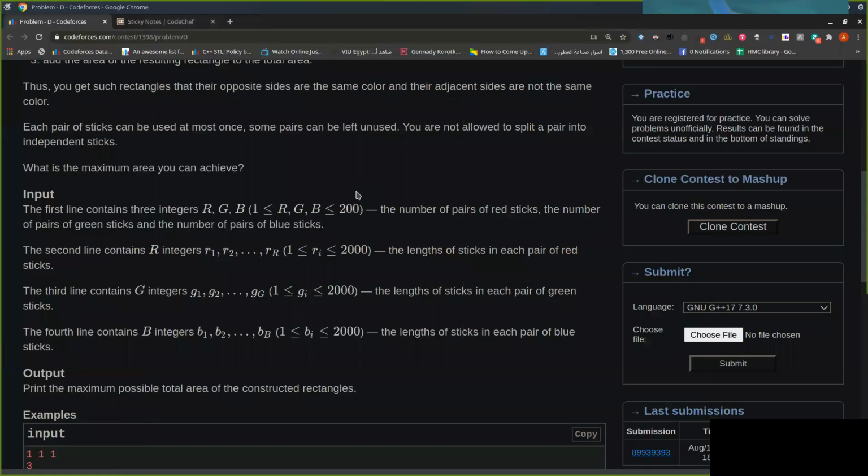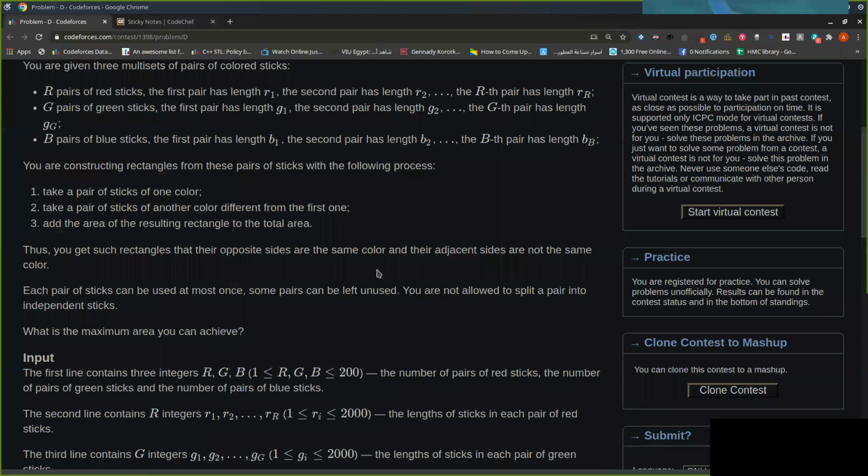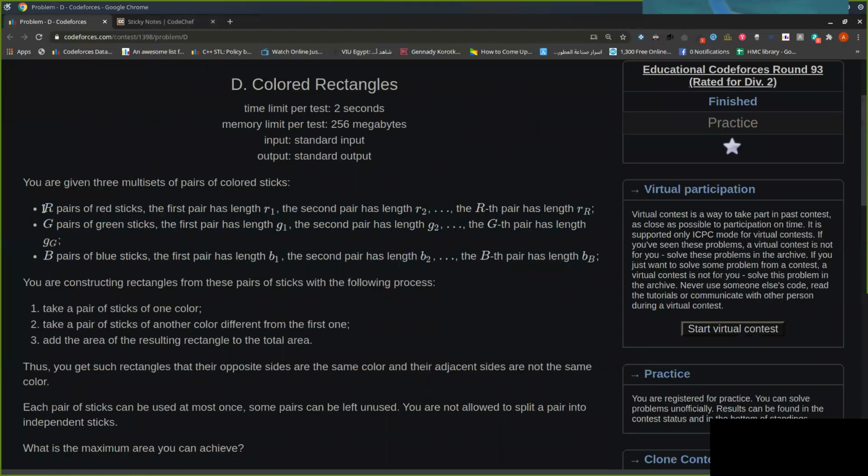Okay, let's explain the statement. So I'm given three sets or multi-sets of sticks. I'm given R pairs of red sticks and G pairs of green sticks and B pairs of blue sticks. So each pair has exactly the same length.